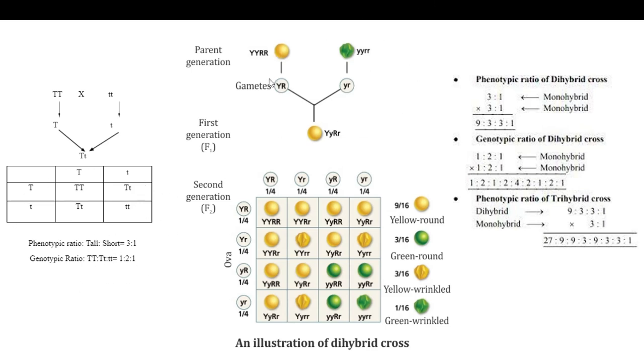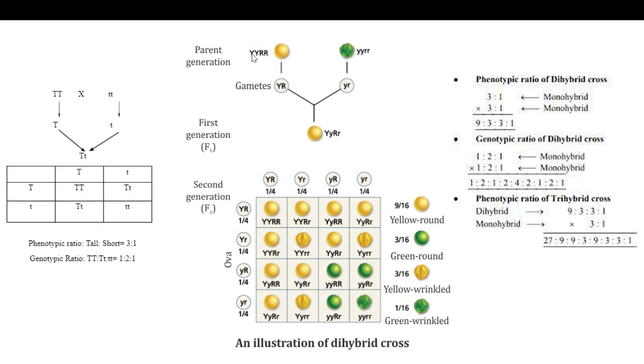Now if we consider a dihybrid cross, where you are considering two genes coding for two different phenotypes, here Y is coding for the yellow color of your seeds, whereas R is coding for round or wrinkled. So yellow and green is coded by capital Y and small y, and round and wrinkled is given by capital R and small r. Both of them are present. Now how will they segregate and form the F1 generation?